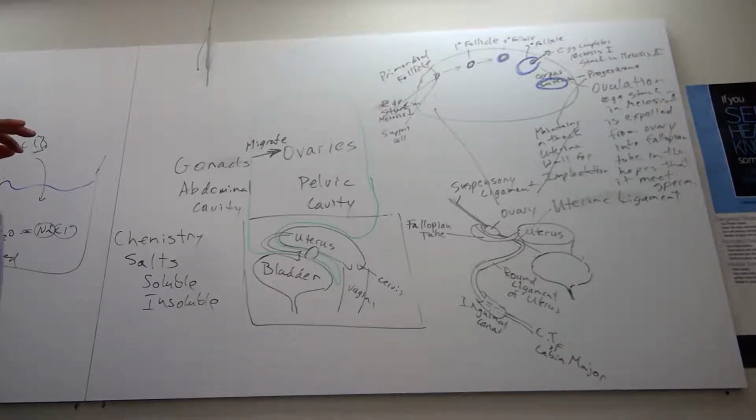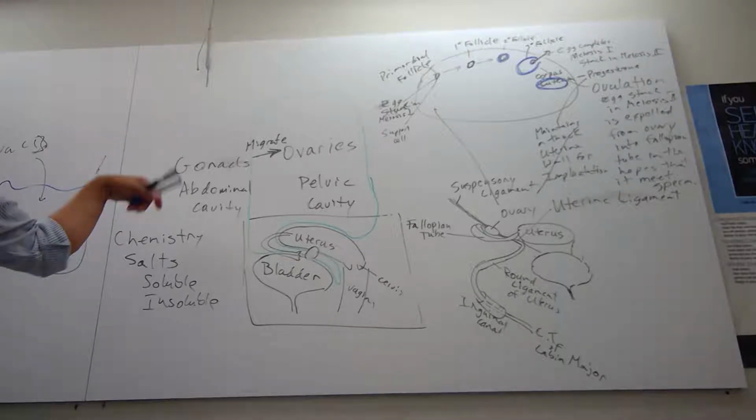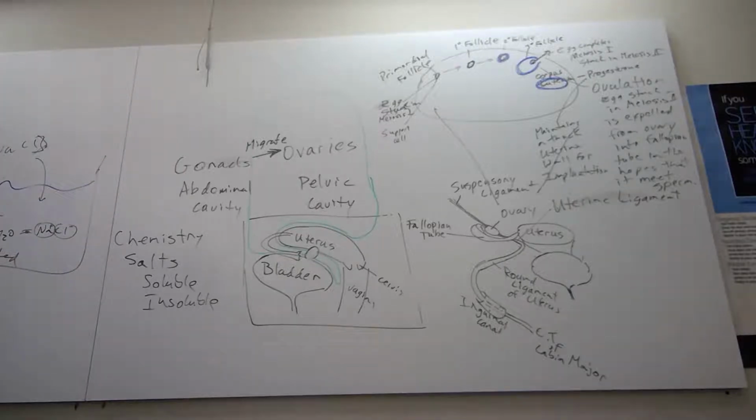If you're not SRY positive or you're XX, then the Wolffian ducts don't persist. The Mullerian ducts will persist, and wherever the gonads go as the ovaries ultimately, the fallopian tubes will follow because that's part of it. The Mullerian ducts create the fallopian tubes. They also create the uterus and the top of the cervix and the top of the vagina.